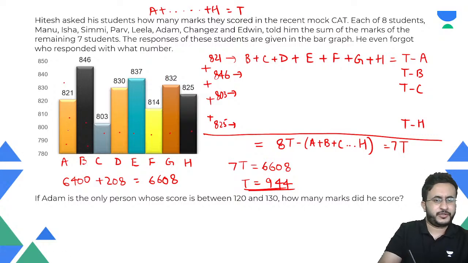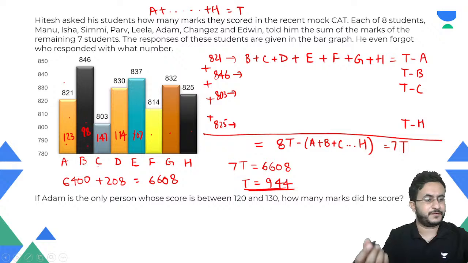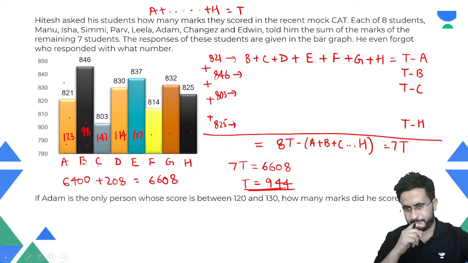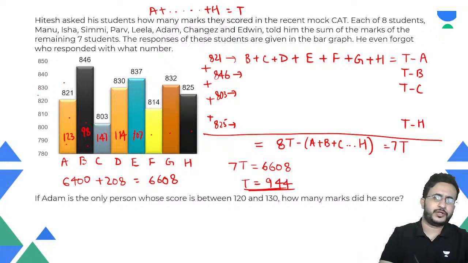Okay. 944 minus 821, that will be 120. So this will be 98, 140, 114, 107. Okay, so like we will get the values. Now the only score between 120 and 130, so the score is 123.